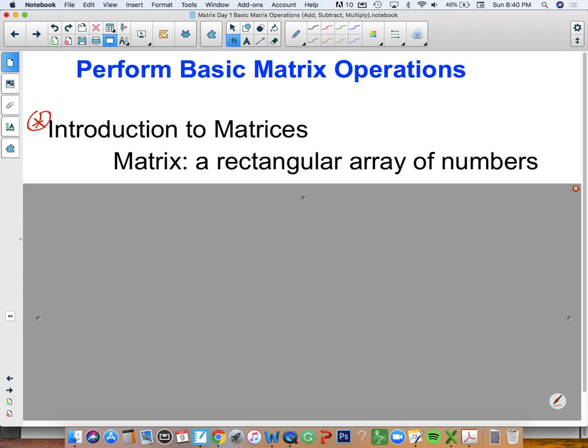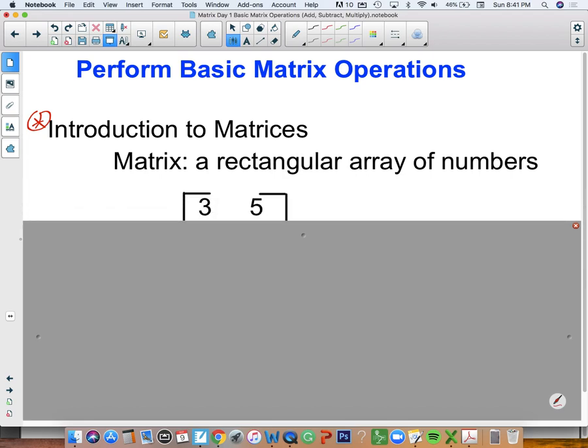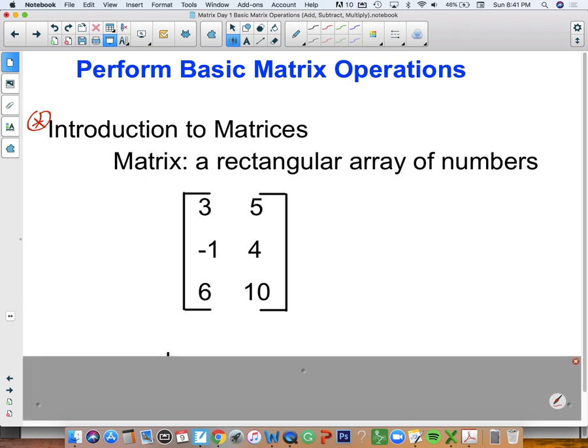There's actually a movie called The Matrix. Hopefully some of you guys have seen it, but it's just a whole bunch of numbers. Like at the beginning of the movie, it's a bunch of green numbers going up and down on the screen. Those can be an example of a matrix, okay? So I have an example of a matrix right here. This was just a basic matrix here.